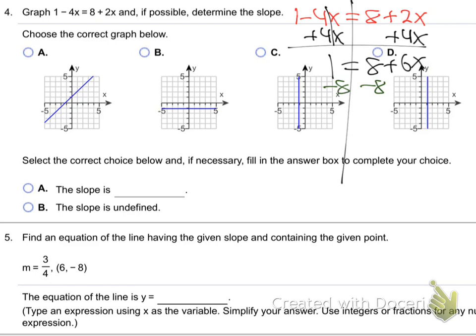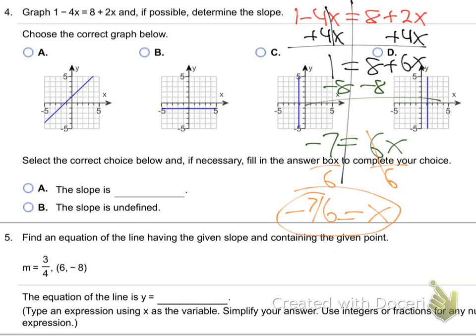Let's subtract 8 from both sides. Then we get minus 7 is 6x. Last step. Divide by 6, so x is minus 7/6. Now that's kind of weird, isn't it? x is minus 7/6. What's that? Is that like a slope, or what is that?